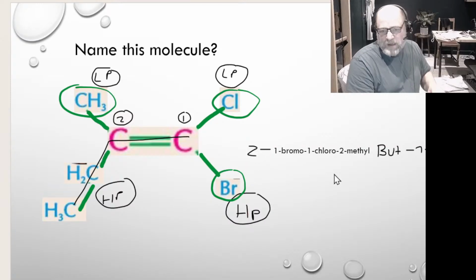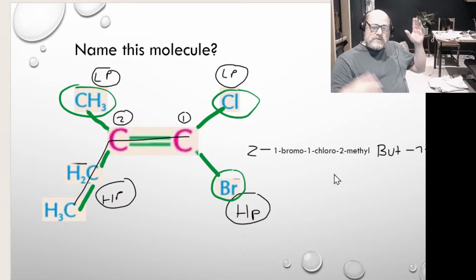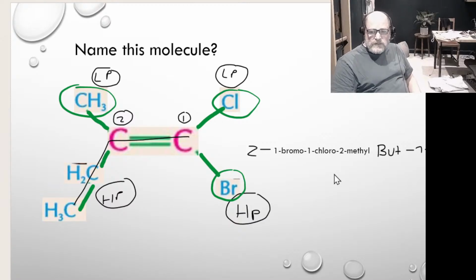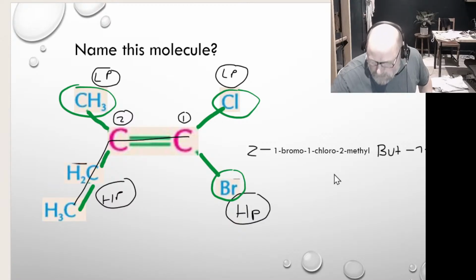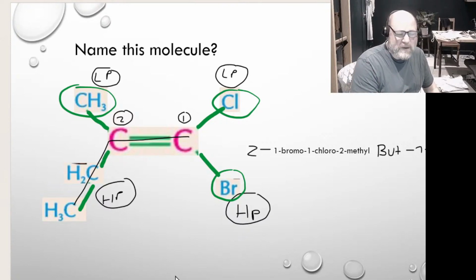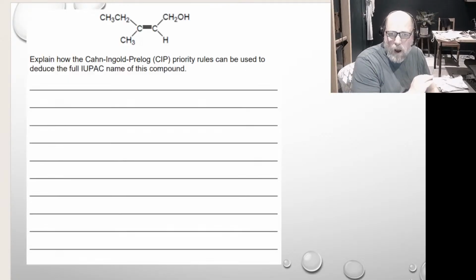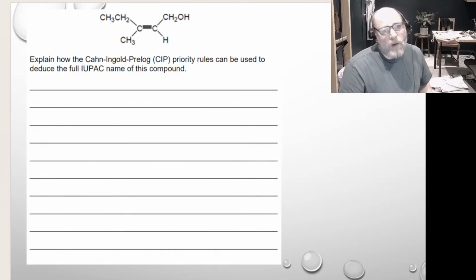There we go. So this is Z, which means the two high priority groups are on the same side. Z-1-bromo-1-chloro-2-methylbut-1-ene. Everybody cool with that? All right. Just in case you're thinking, what the blah? Here is a 6 marker.